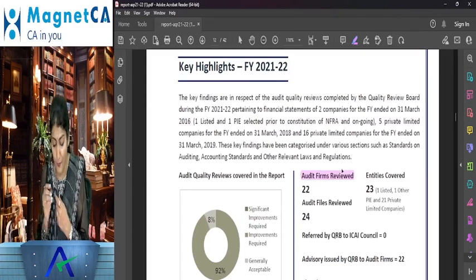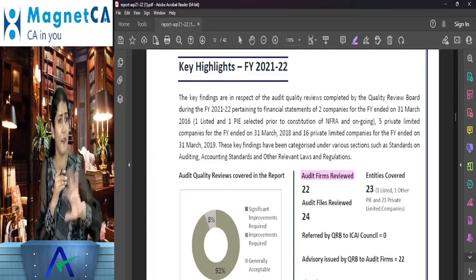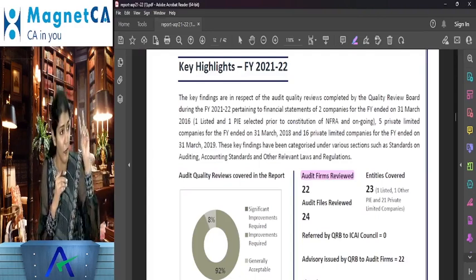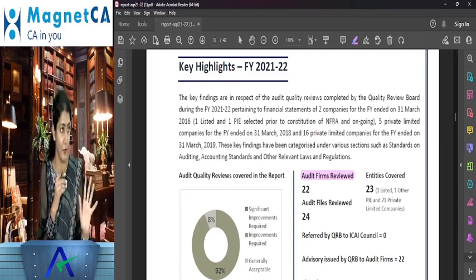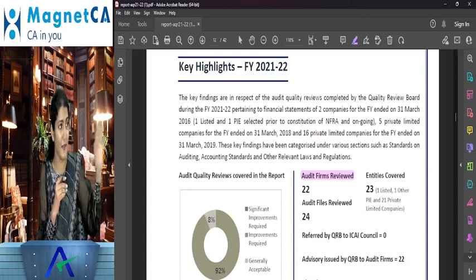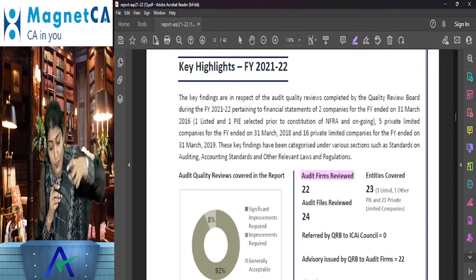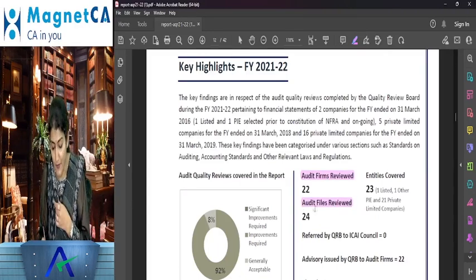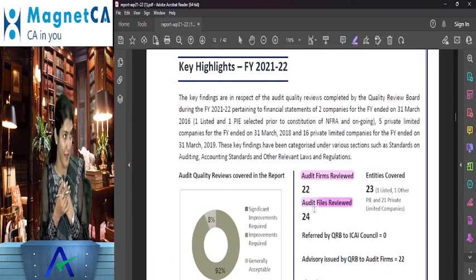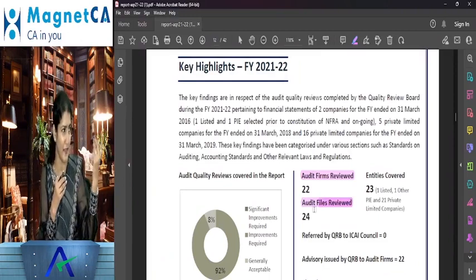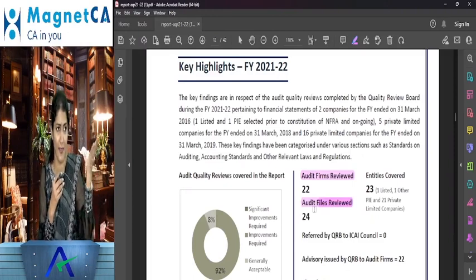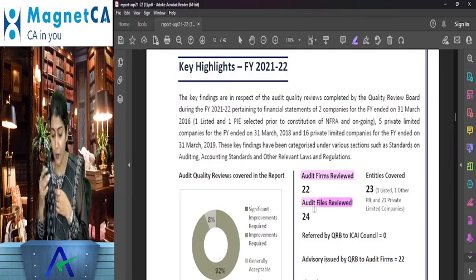How many audit firms were reviewed? 22 CA firms across India. Only for 22 firms they did the quality review. How those firms are selected? I will come to that. Out of these 22 firms, how many audit files were selected? 24 audit files. So probably 2 firms they selected 2 files, other firms they selected 1 file. So 24 audit files were reviewed.